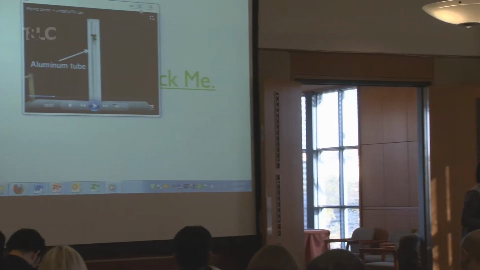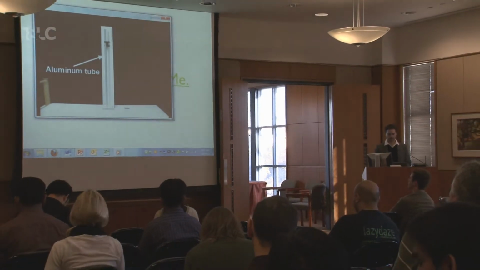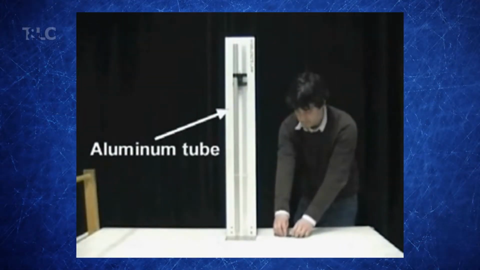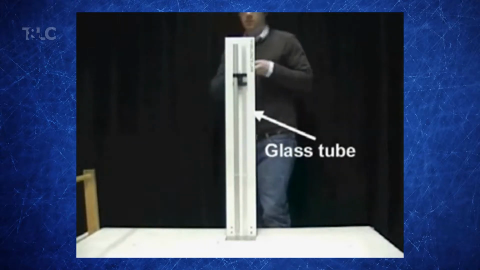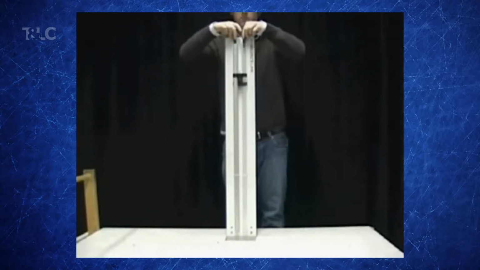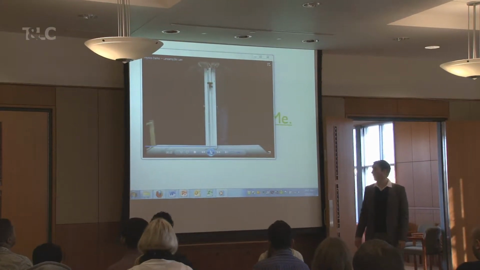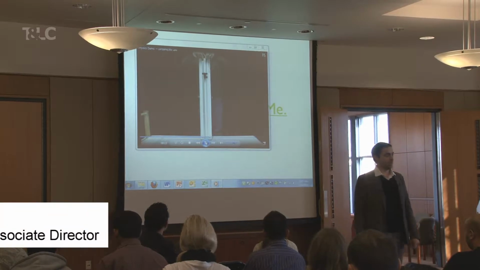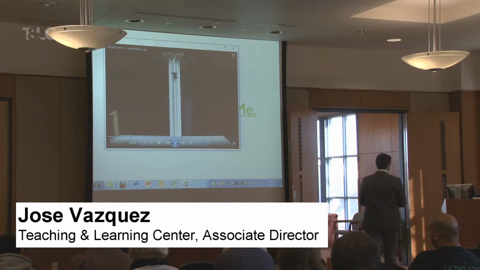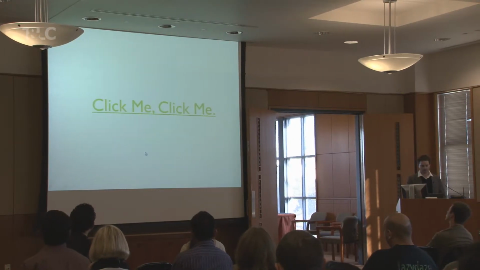Okay, so I'm just going to ask you to watch this little video here, and then we can say a few things about it. So there's two bar magnets there. One is aluminum, the other one is glass. Which one do you think is going to reach the end faster? The glass or the aluminum? Which one of the two is going to reach the end faster?